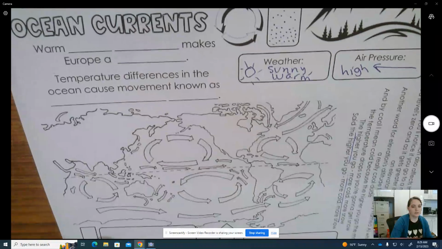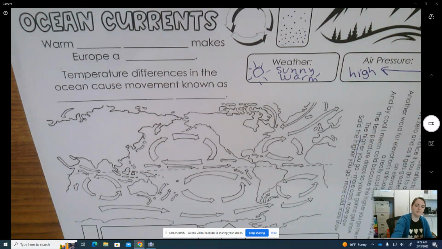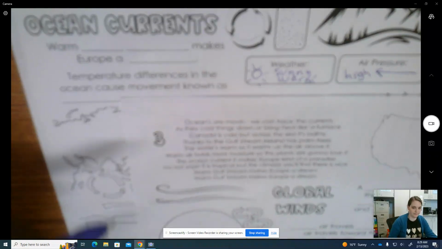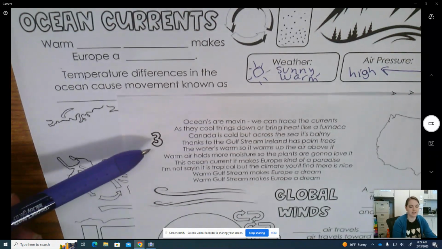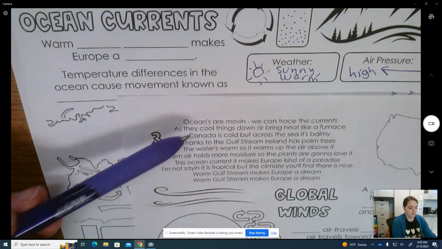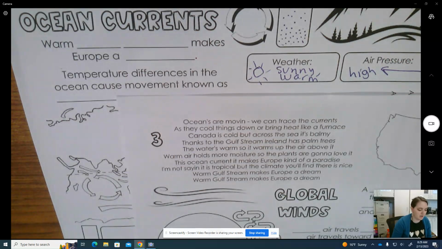Now in order to fill this part out, we need the rap from the opposite side of the page, the other side of the page. So I pull this in here, right here. Number 3, it's the top of the back side of the paper, but I'll just read it here. It says, oceans are moving. We can trace the currents as they cool things down or bring heat like a furnace.